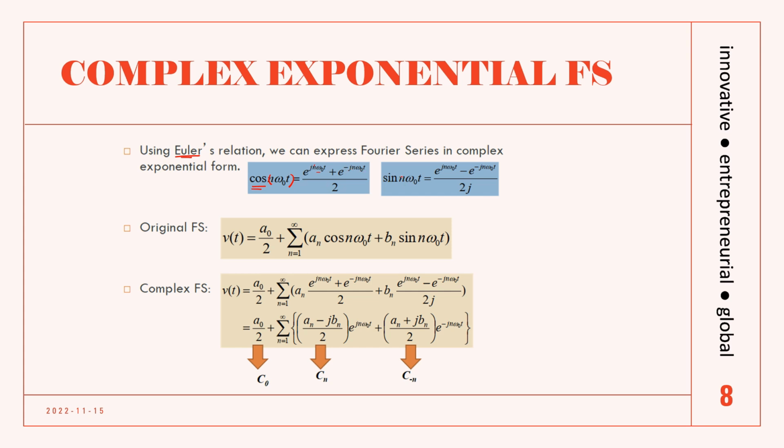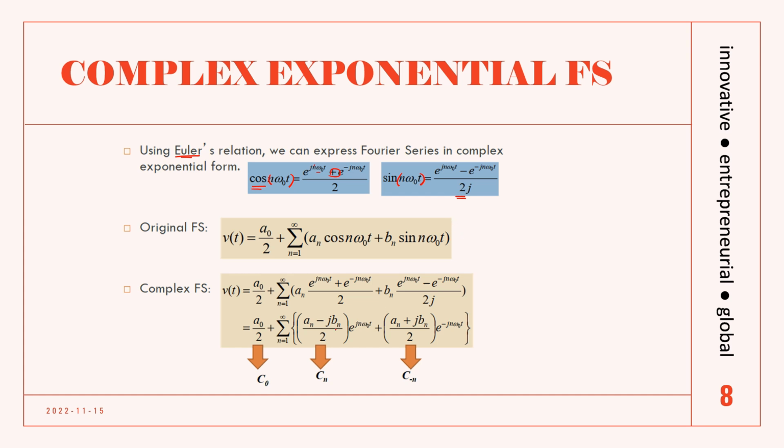And for sine, it is the same as cos, but the difference is that instead of plus for cos, it is going to be minus here, and the denominator is going to be 2j. So that's the difference between cos and sine. From this Euler's theorem, you will then be introduced to the Fourier coefficient table that I'm going to show you in the next slide.